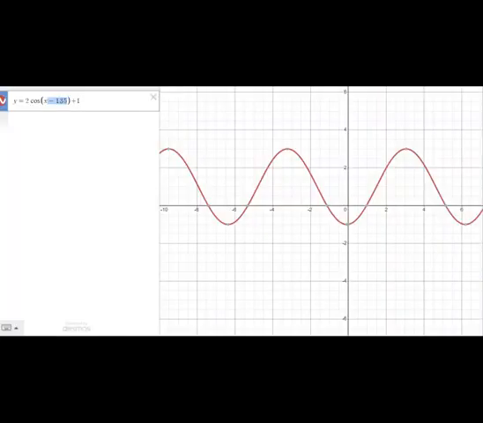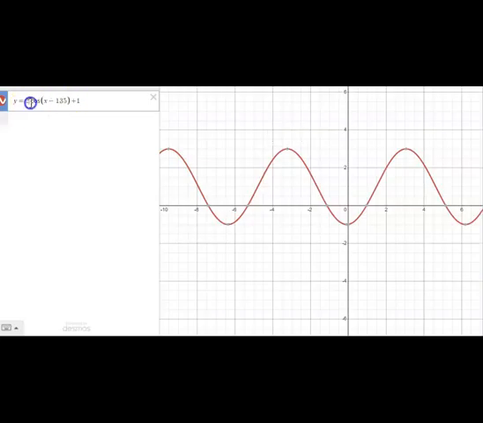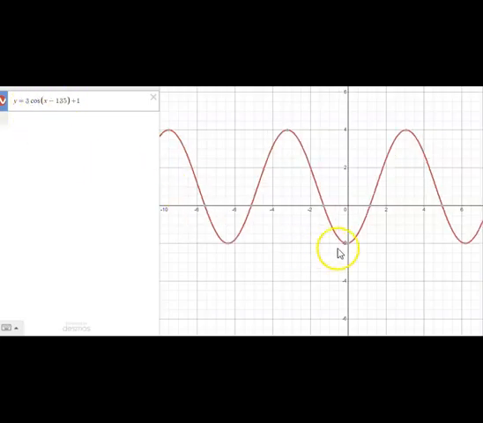Or you can just look at the graph. Here's a maximum of 3, and here's a minimum of -1. Oh yeah, sorry, this should say 3. There we go, 4. Now it makes more sense. 4 and -2. So now it has that.